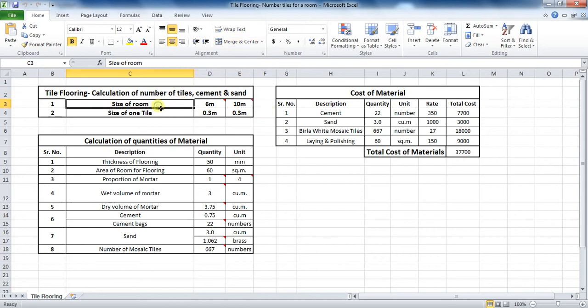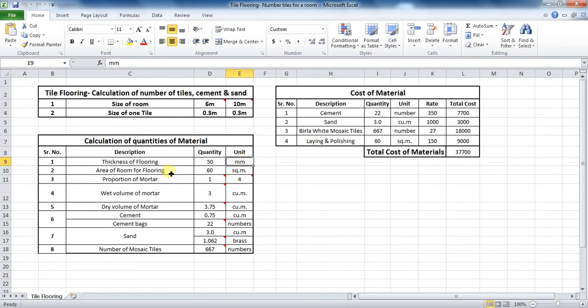Let us consider a room of width 6 meters and length 10 meters. The size of one tile is considered as 0.3 meter by 0.3 meter. Let us consider the thickness of flooring as 50 millimeters.